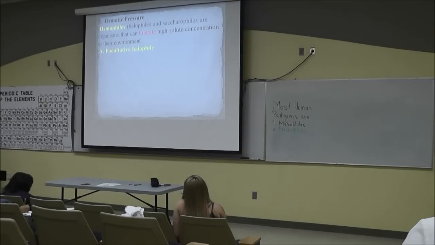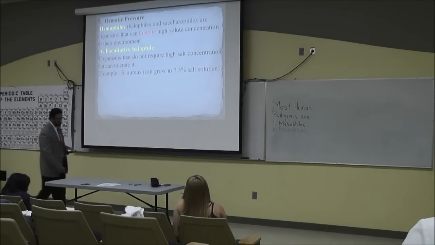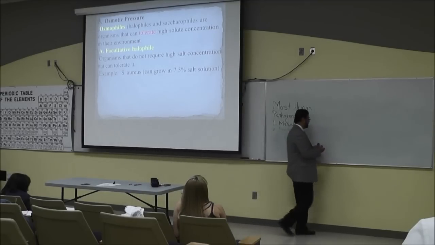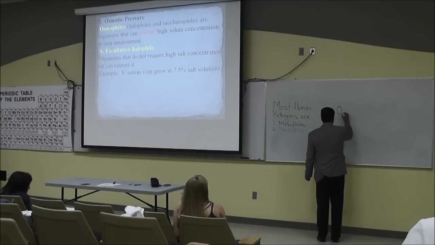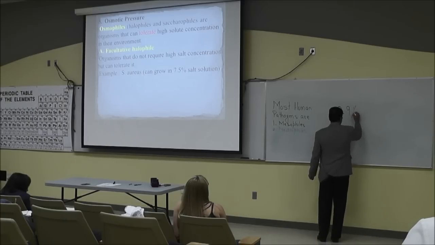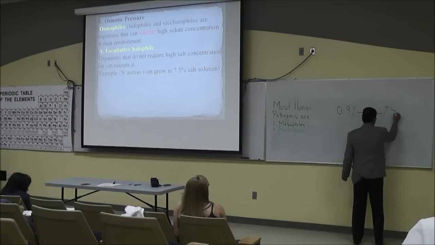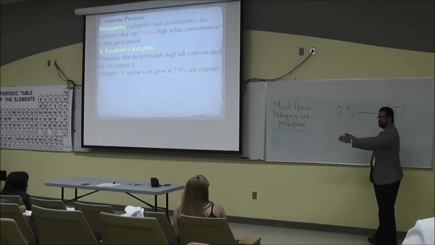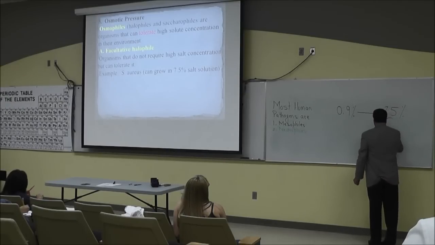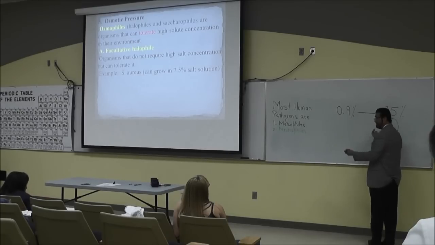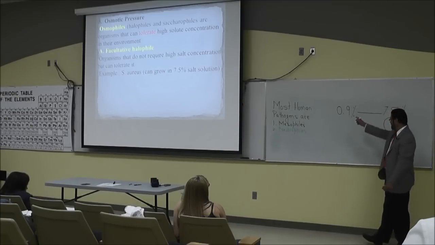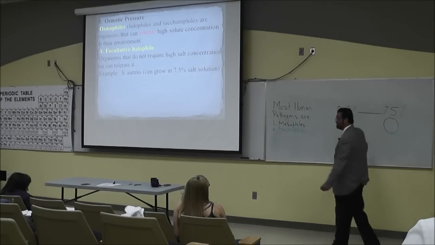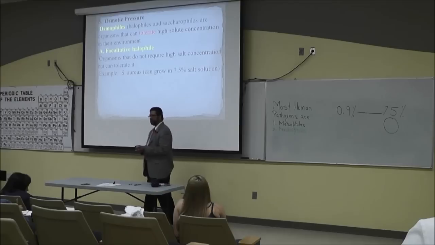Those that do not demand, but can tolerate high solute concentration, are called facultative halophiles, such as Staph aureus. Do you have staph on your skin now? You bet you do. Its range is from 0.9% to 7.5%. It's growing on your skin, but if you take a swab from your skin or from your nose and put it on mannitol salt agar, which is 7.5%, it will grow. But it is also growing on your skin. So its range is this. It doesn't demand that you give it 7.5%. Okay, so let's stop here. We'll continue next time. Good day.